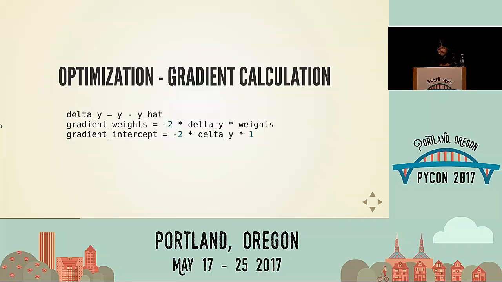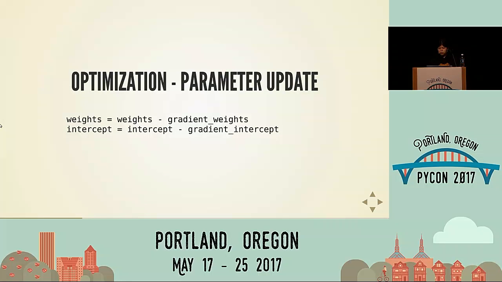And that's what the code will look like in NumPy. We first calculate the delta between the true y and our predicted y hat, and then we just calculate the gradients correspondingly. And then what we want to do is update the parameters. We want to move the weights in the direction of the gradient, and we do that by subtracting the gradient from the weight.